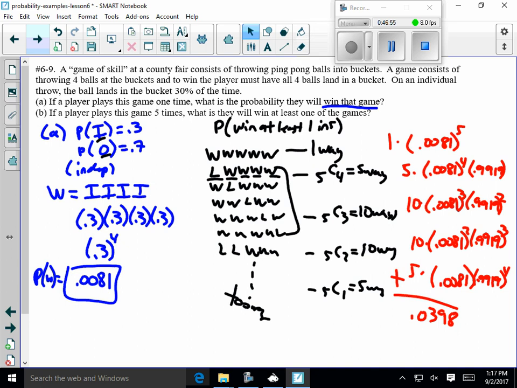So the way I remember it is anytime I'm answering a question with the words at least, I at least consider whether the complement is easier to do. It almost always is easier to do.